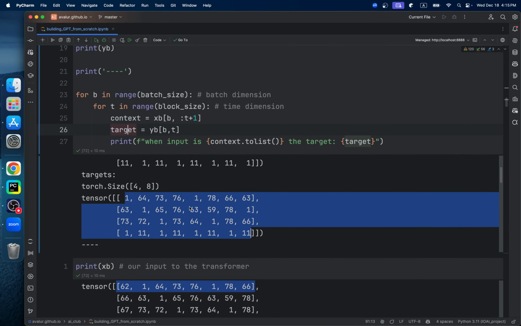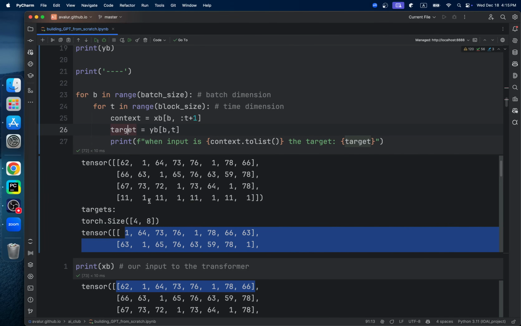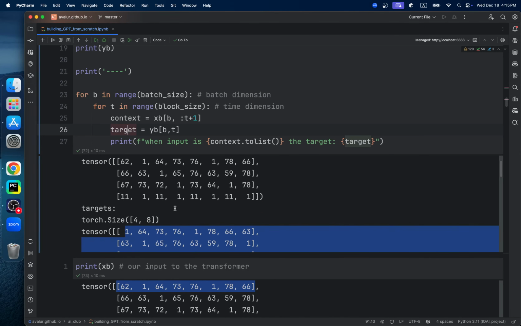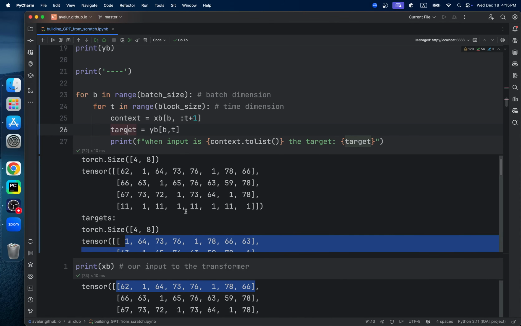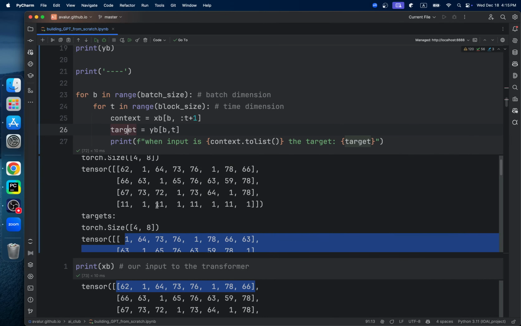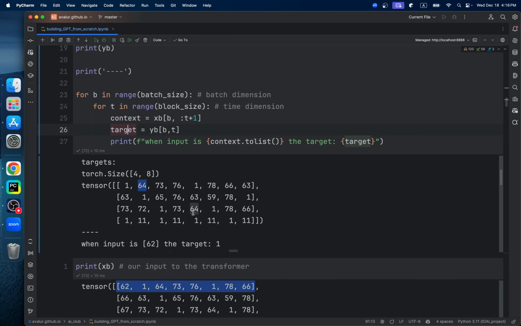Yes, because again we predict the next character each time based on the previous ones. So here you see for 62, the next token is 1. That's why the target in the tensor here is 1. Then for the first two numbers, 62 and 1, the target will be 64 because it is the next token for this sequence.